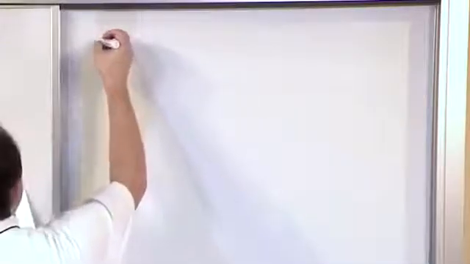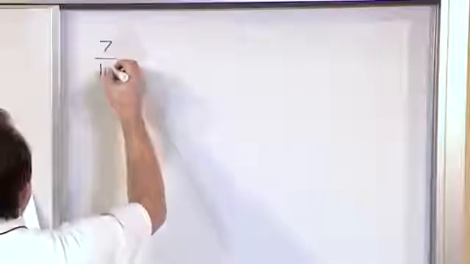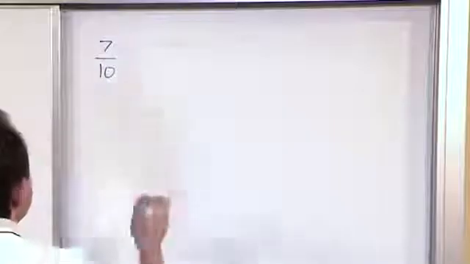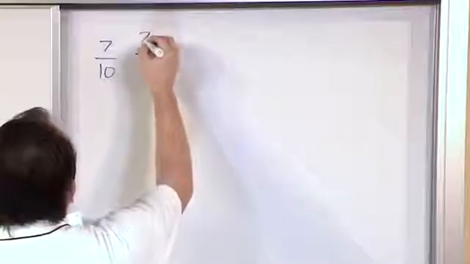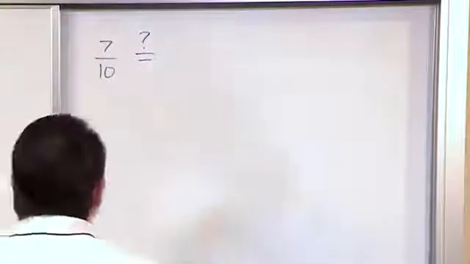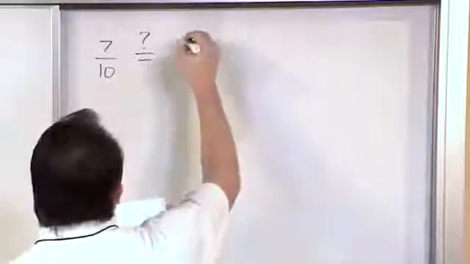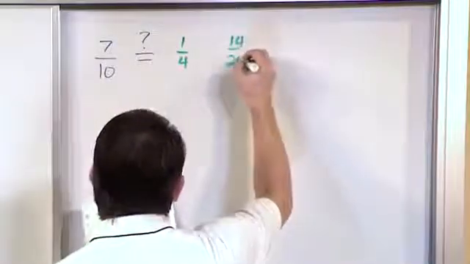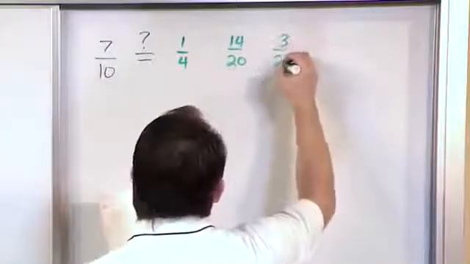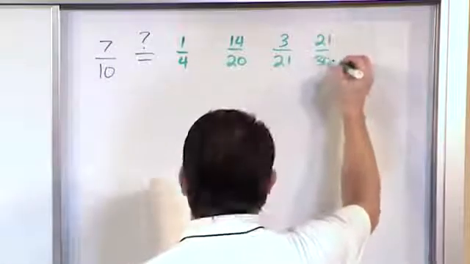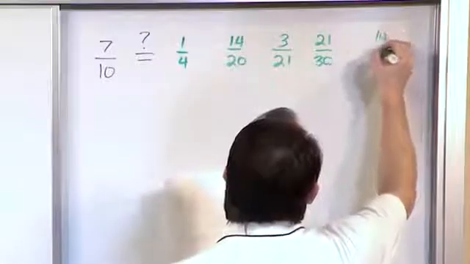Let's say we have the fraction 7/10. This means I cut a pizza into 10 pieces, but I only take 7 of those pieces. And I'm going to have a question mark with an equal sign there, and I'm going to write some other fractions down over here. So let's say I have 1/4, 14/20, 3/21, 21/30, and 14/10.